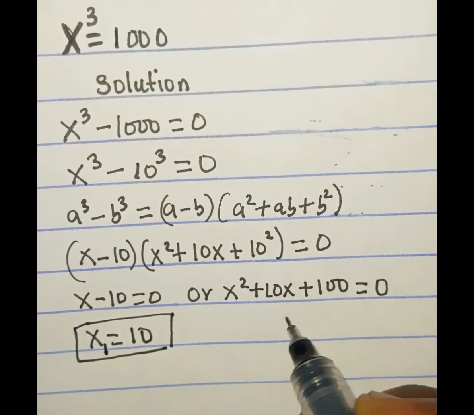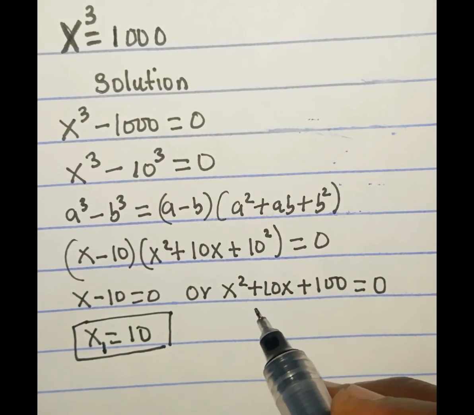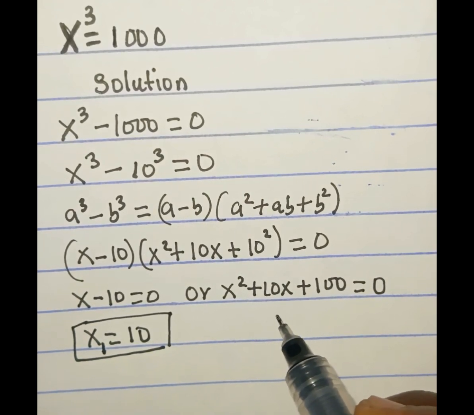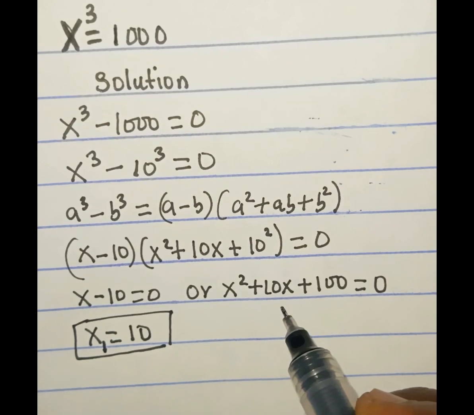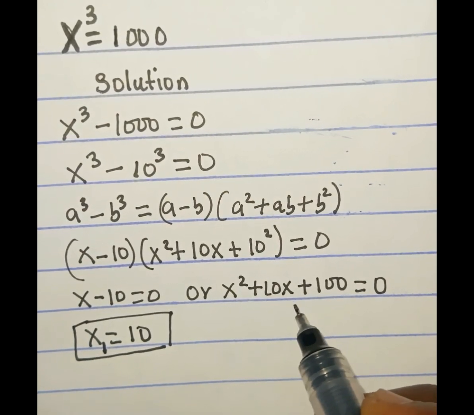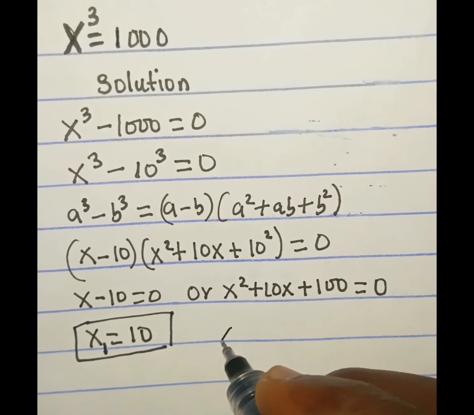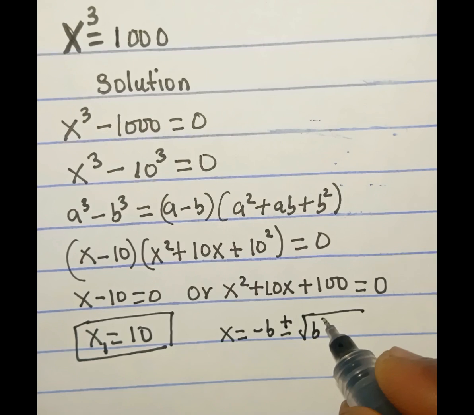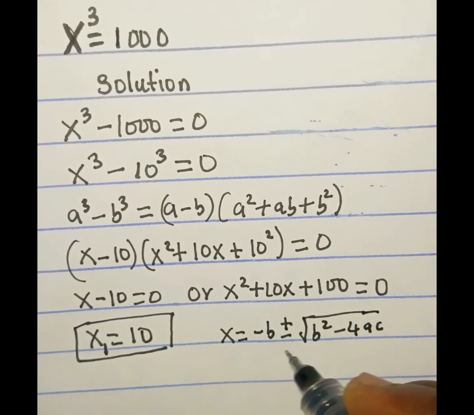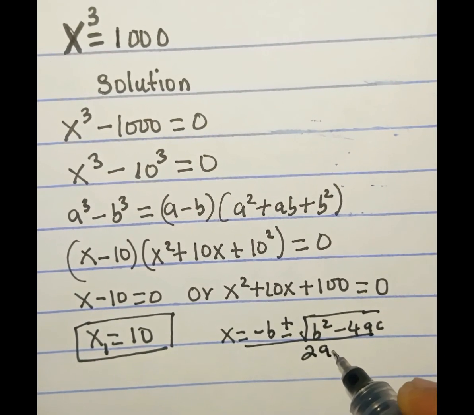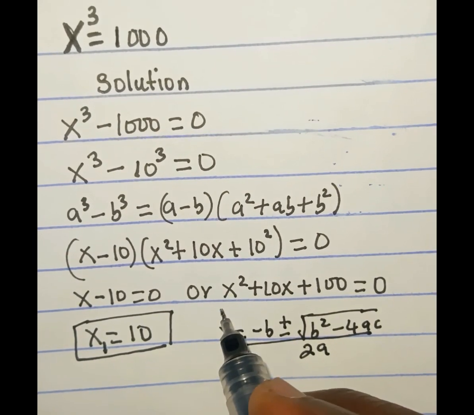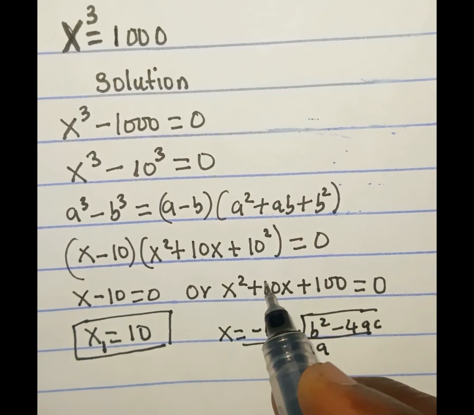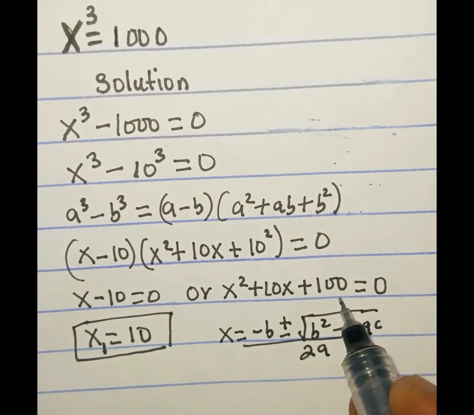Now to find the remaining solutions, we're going to solve this equation. As you can see, this equation is a quadratic equation and we have different methods of solving quadratic equations. But in this video, we're going to apply the formula method to find the roots of this quadratic equation. Recall the formula method: x equals minus b plus or minus the square root of b square minus 4ac, all over 2a, where a is the leading coefficient, which is 1, b is the coefficient of the middle term, which is 10, and c is the constant, which is 100.